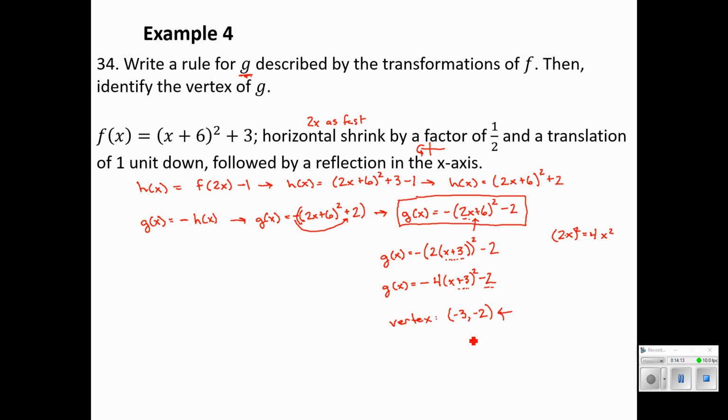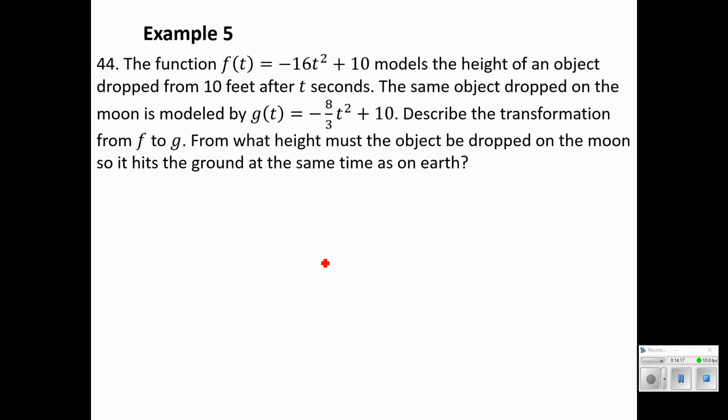And example 5, our final example here, we've cruised through this. The function f of t equals -16t squared plus 10 models the height of an object dropped from 10 feet after t seconds. The same object dropped on the moon is modeled by g of t equals -8/3 t squared plus 10. Describe the transformation from f to g. From what height must the object be dropped on the moon so that it hits the ground at the same time as on Earth? Now this is a very cool, very interesting problem.